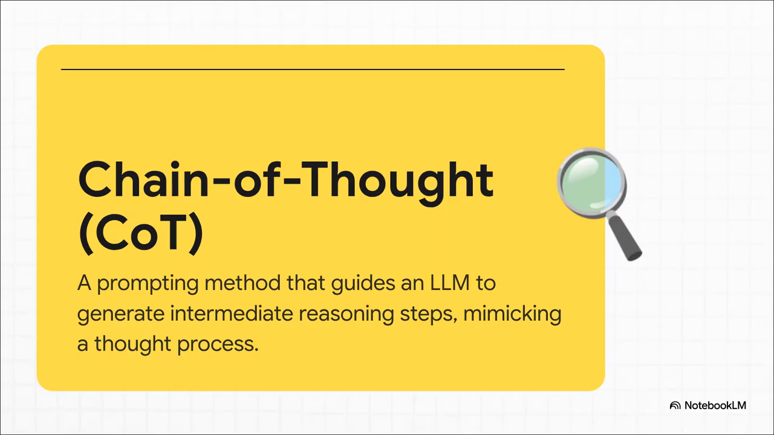So what exactly is this chain of thought prompting? Well, it's pretty much what it sounds like. It's a method where we guide the model to solve a problem, not by just spitting out an answer, but by generating all the intermediate steps along the way. We're essentially teaching it to think out loud, step by step, just like a person would.